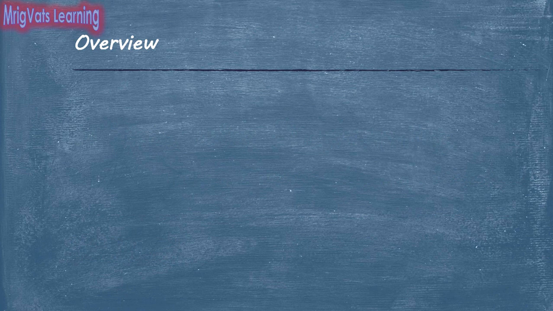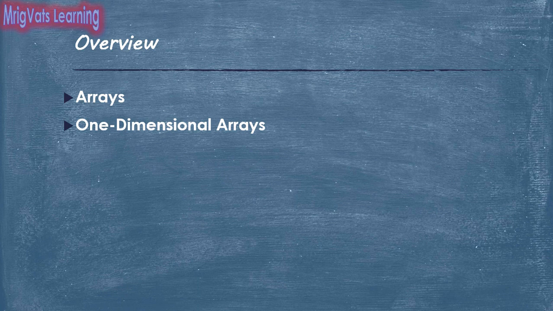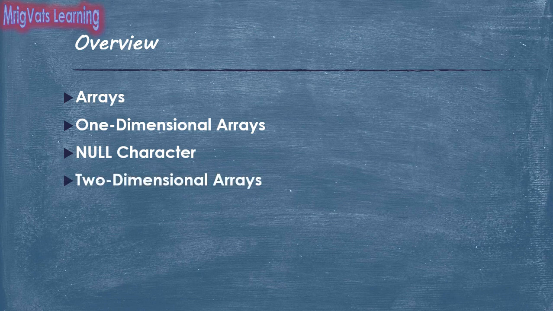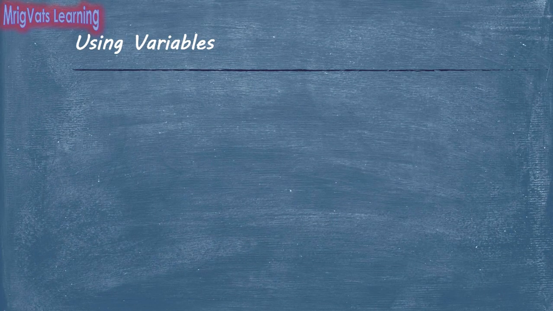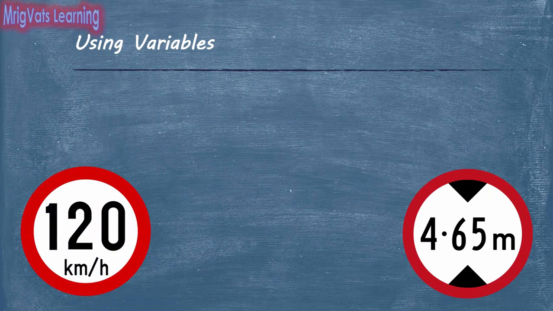In this video, you will learn about using arrays in pseudocodes, using one-dimensional arrays in pseudocodes, using the null character in pseudocodes, using two-dimensional arrays in pseudocodes, using multi-dimensional arrays in pseudocodes, and solution to the program using a case construct. In the previous videos, you used variables to manipulate data.